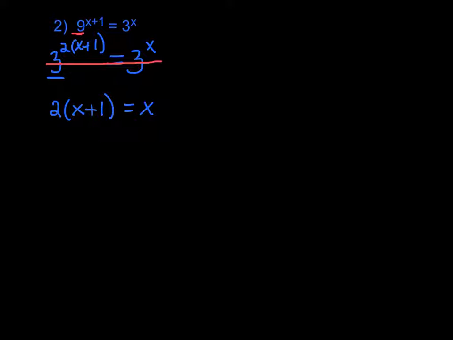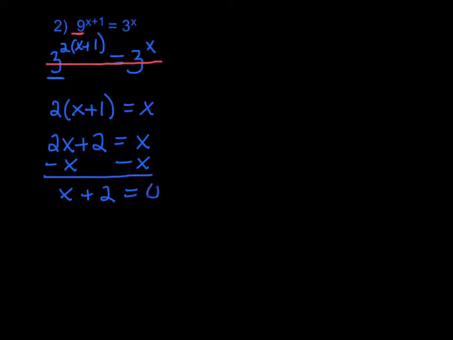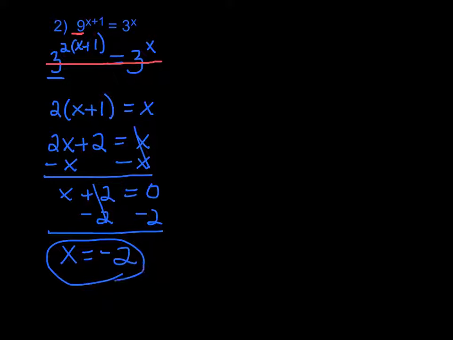All right, so let's keep going. We're going to get 2x plus 2, because I'm going to distribute that 2 through, equals x. Then I'm going to subtract x, and when I do that, I get x plus 2 equals 0, and I'm almost done. I'm going to move that 2 over and subtract it. Those will cross off, and I will get x equals -2. And there's my answer.